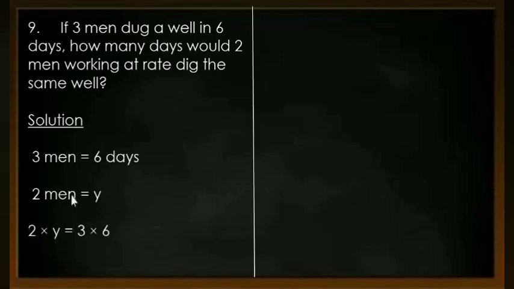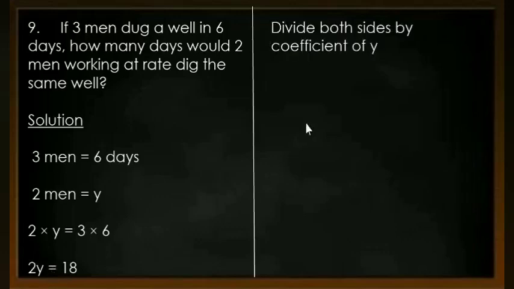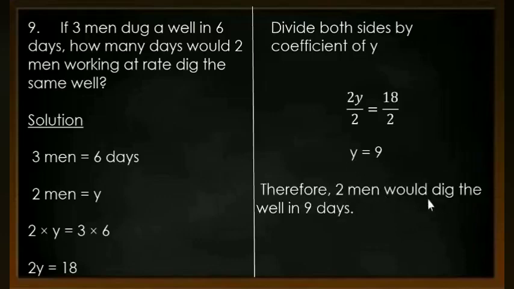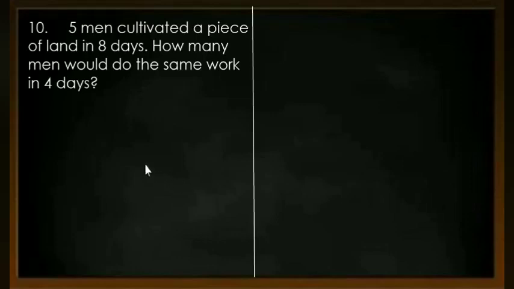So we'll now have 2 times y, which is what we have on the left hand side, equals 3 times 6. 3 times 6 is what? 18. So at this stage, you divide both sides by the coefficient of y. We will now have y equals 9. It therefore means that 2 men would dig the well in 9 days. As you can see, the number of men has reduced, and the time to do the work has what? Increased.